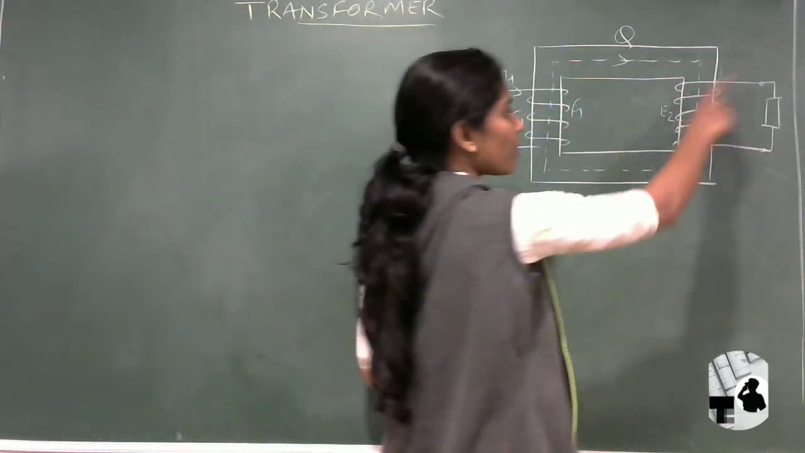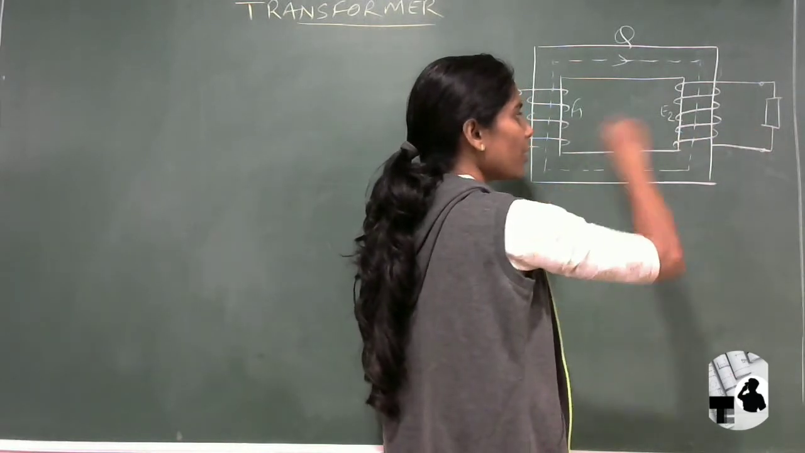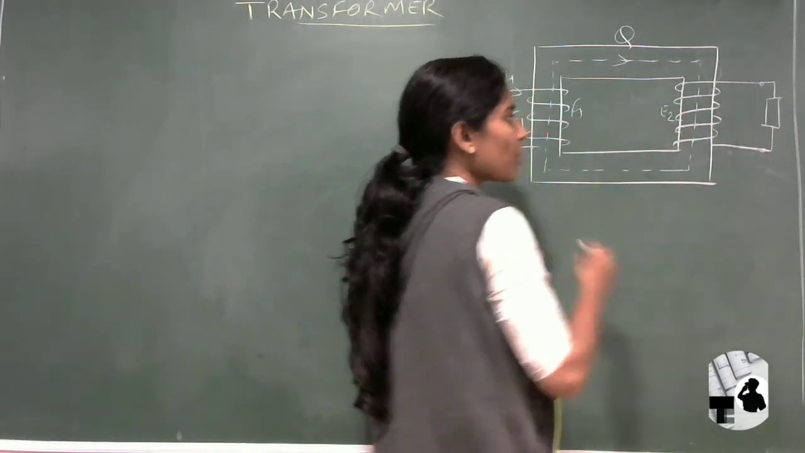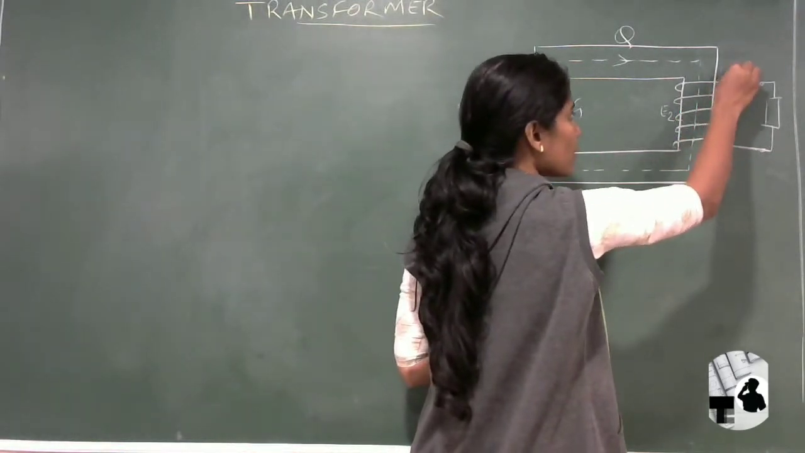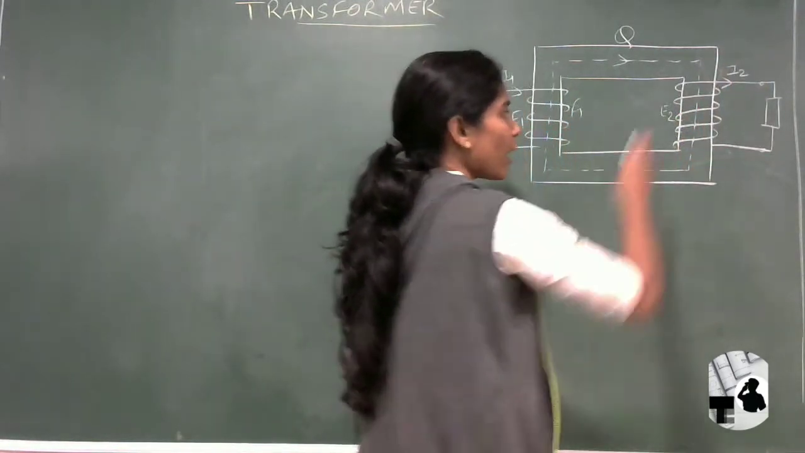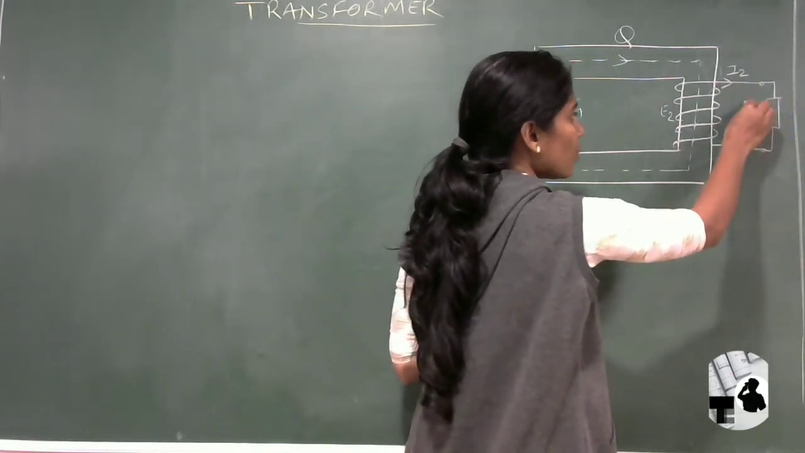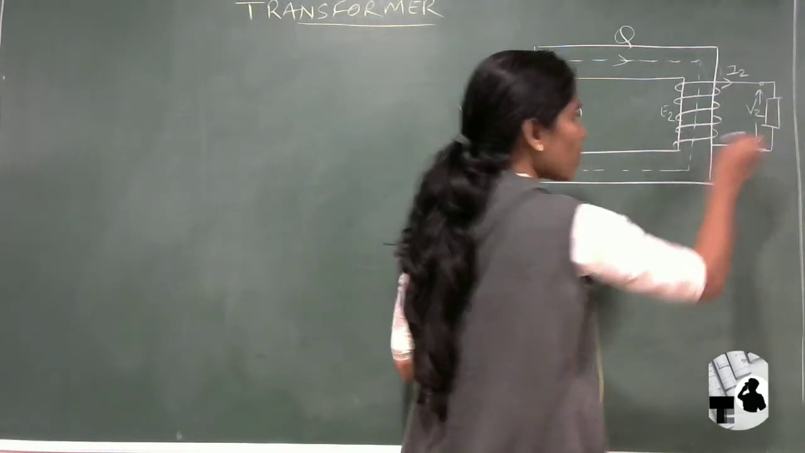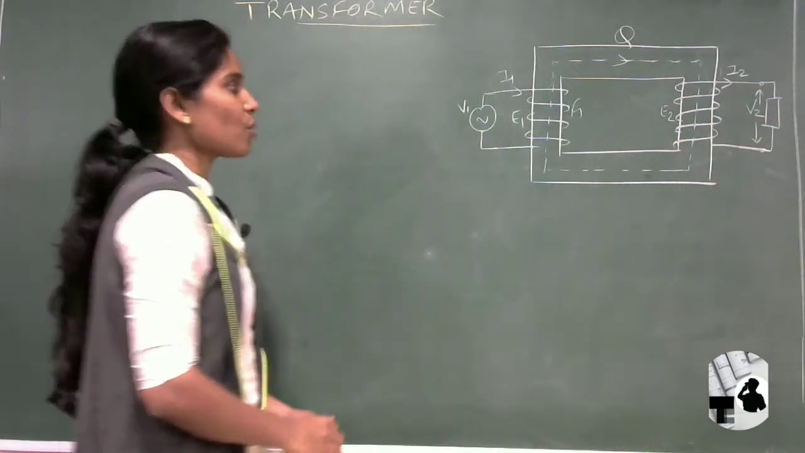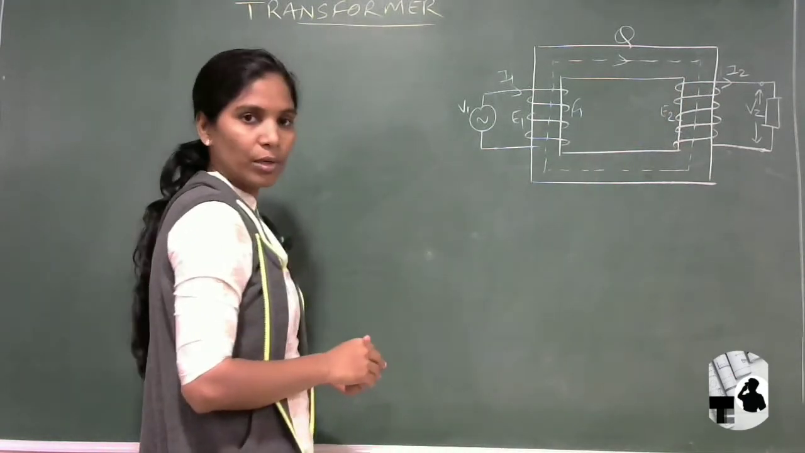Now, because we are working on the load condition, the circuit of the secondary side is completed, so E2 will generate some current and feed the load. That is I2. We give I2 to the load, and whatever drop we get across the load, suppose that is V2. That means across the load we get the voltage V2. These are the different parameters on which we are working for the transformer.